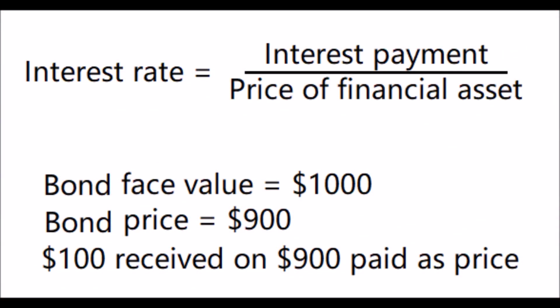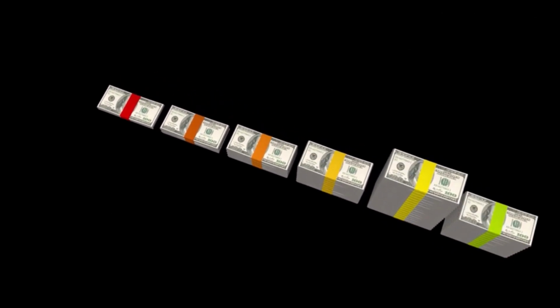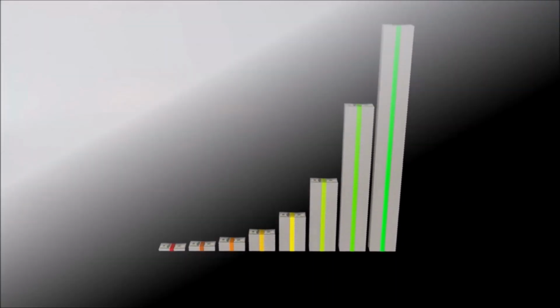The interest rate on a financial asset is the interest received as a percentage of the price of that asset. For example, if there is a bond with a face value of $1,000, meaning that if you hold this bond until it expires, until maturity, you will receive that $1,000, but you originally buy that bond for, let's say, $900, then the interest rate is 11%. The $100 that you receive in interest is 11% of the initial price of the asset, which was $900.